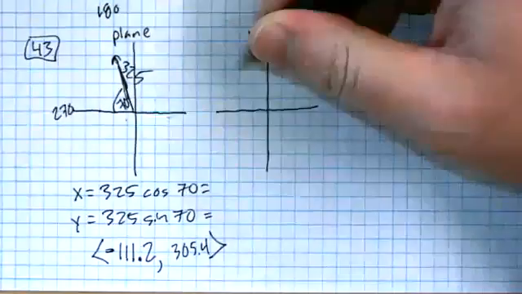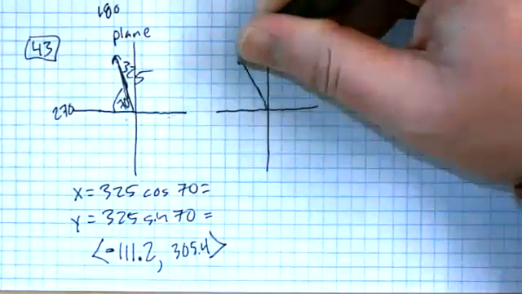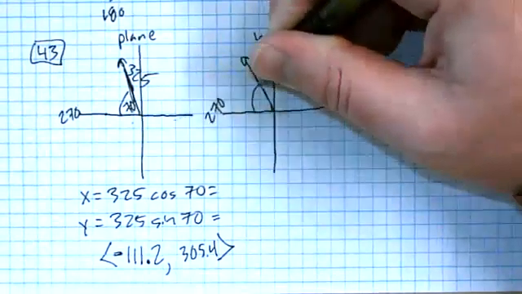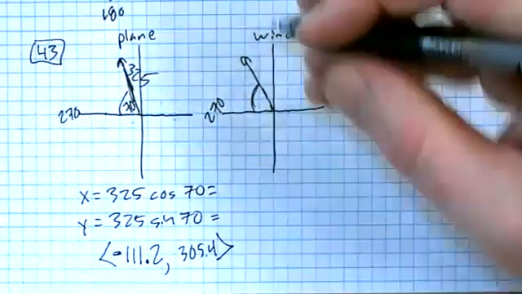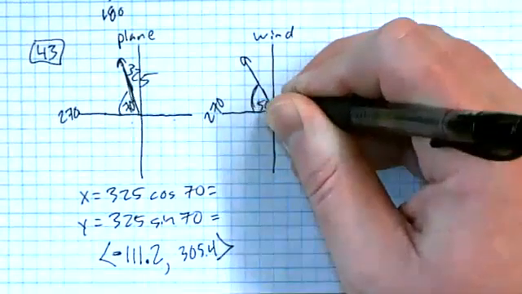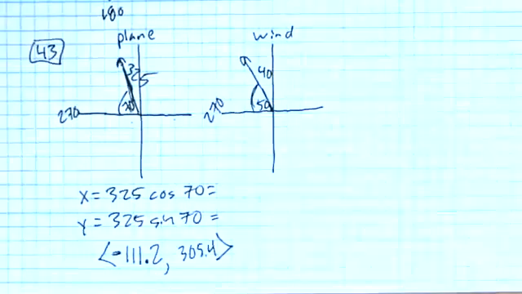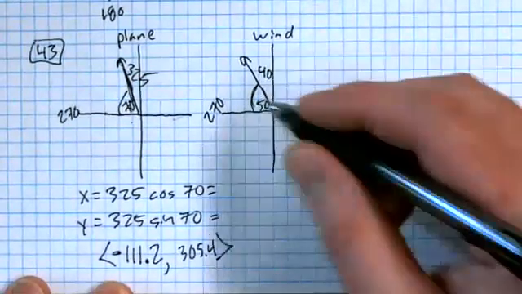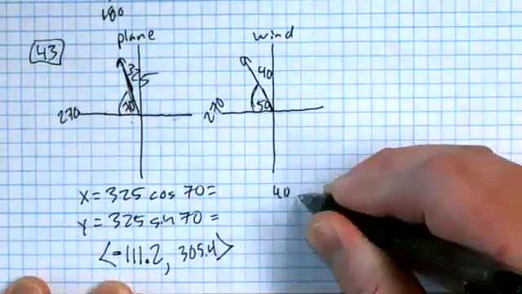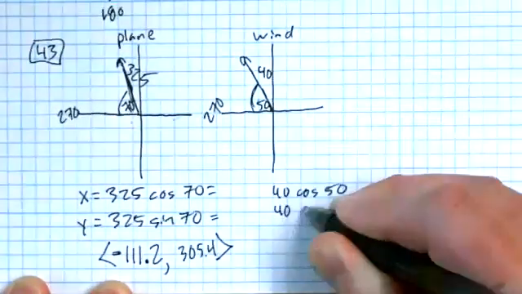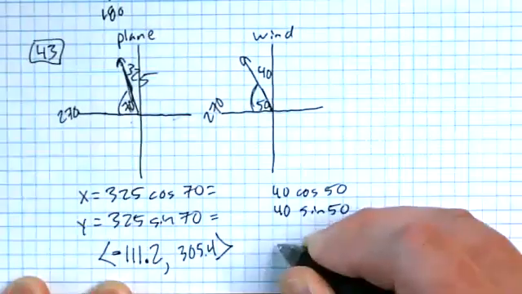All right, we got the wind is blowing with a bearing of 320. So 320 is pretty close to this. And what's that going to make our reference angle? From 270 to 320 is 50. And it's going 40 miles an hour. So do the same thing again, except we're using 40 and 50. So 40 cosine 50 to find the x, and 40 sine 50 to find the y. Give me some values when you get them.